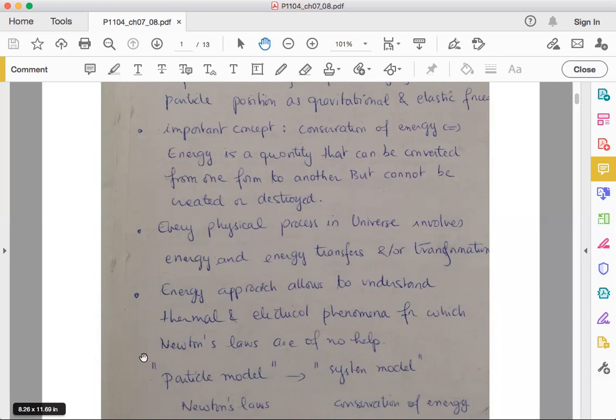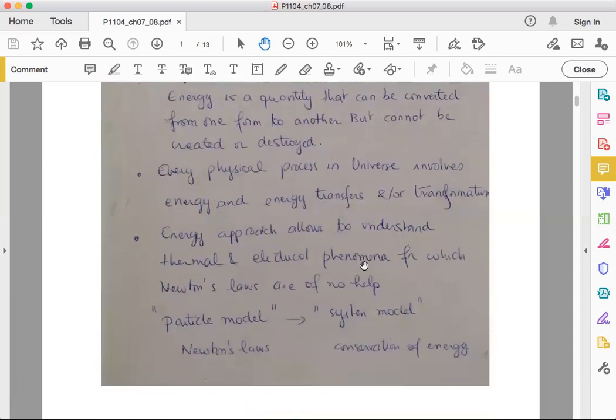The system is what we are interested in, what we want to study, and the environment is everything surrounding our system. So obviously, there will be an energy transfer, an exchange of energy between the system and the environment. And this is what we call the physical process. Every physical process in the universe involves energy and energy transfer, for the simple reason that this physical process is an exchange, an interaction between the system and the environment. So how do we describe and model this interaction through energy transfer?